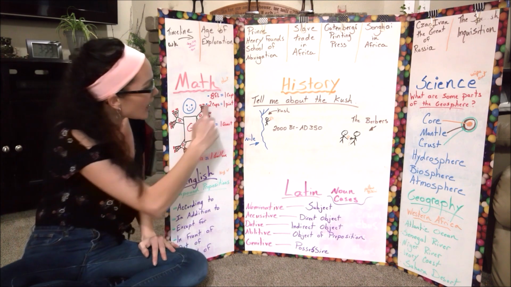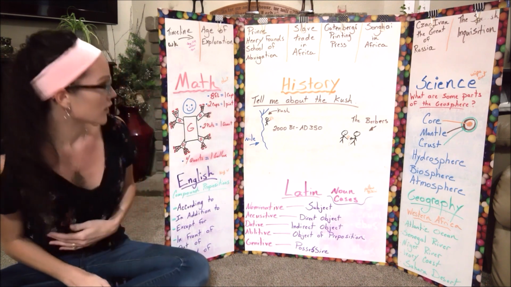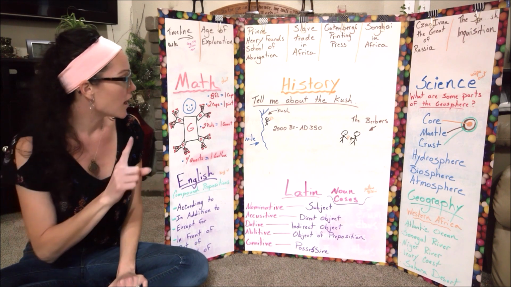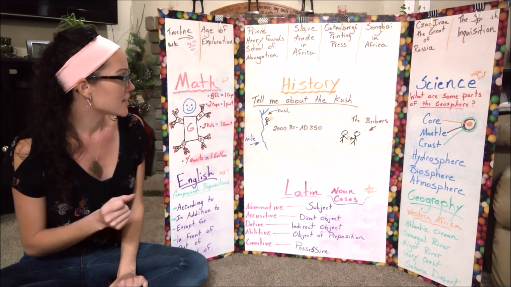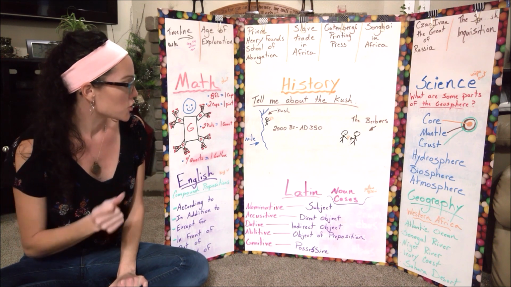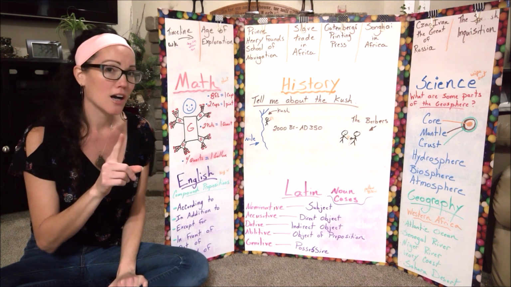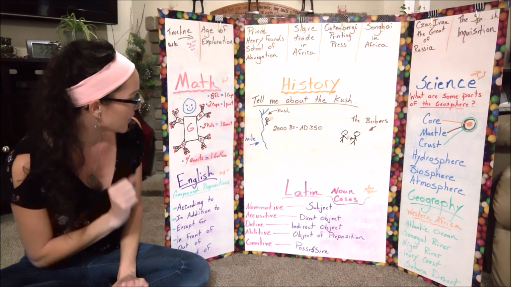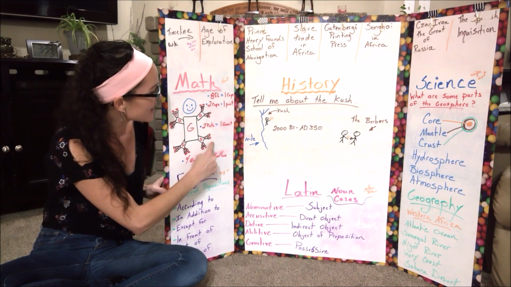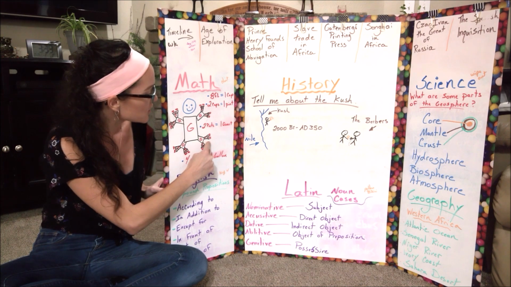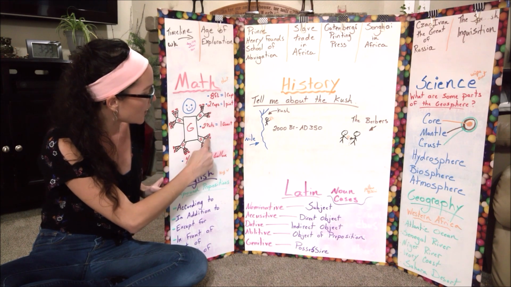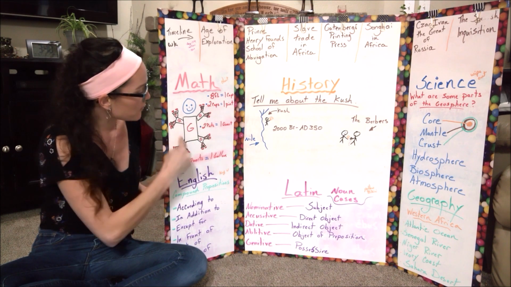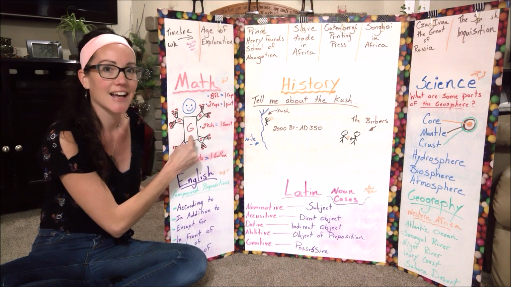So math, 8 fluid ounces equal 1 cup. This one gets chanted. 8 fluid ounces equals 1 cup. 2 cups equal 1 pint. 2 pints equal 1 quart, and 4 quarts in a gallon. Okay, one more time. 8 fluid ounces equals 1 cup. 2 cups equal 1 pint. 2 pints equal 1 quart, and 4 quarts in a gallon.